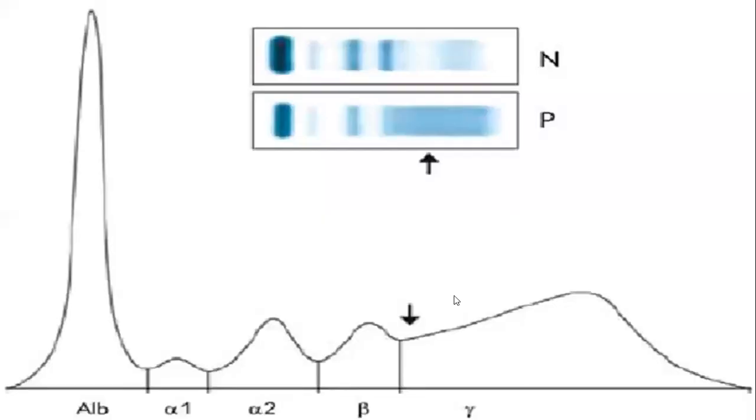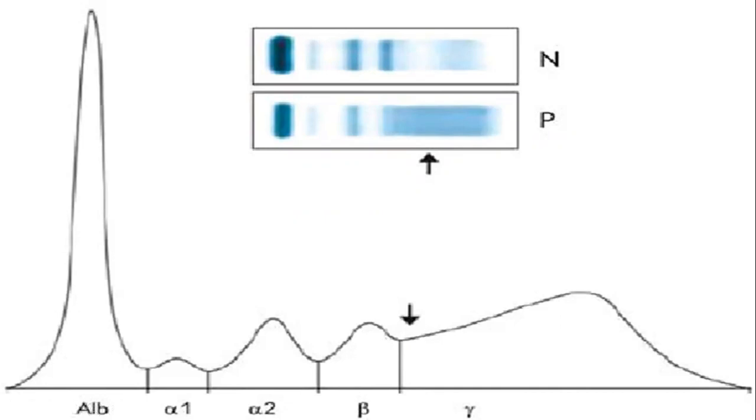Another abnormal serum protein electrophoresis pattern, as shown in this figure and pointed by the arrow, is a bridging of the beta and the gamma component. Normally you don't see bridging. We call this beta gamma bridging. This is usually seen in patients with hepatic cirrhosis.